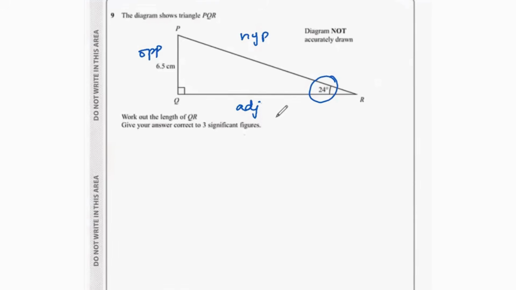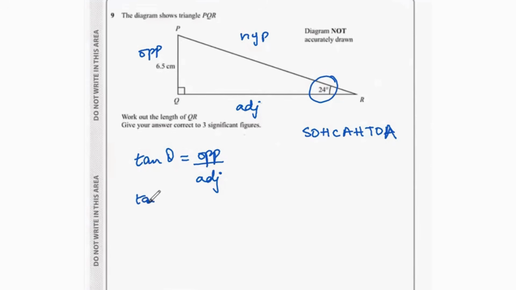Work out the length of QR. So QR is your adjacent. If we have the opposite and the angle, and we're trying to find the adjacent, we will use tan theta. For you to remember what each trig ratio equals to, remember SOHCAHTOA. So SOH is sine equals to opposite over hypotenuse. CAH is cosine equals to adjacent over hypotenuse. And TOA is tangent equals to opposite over adjacent.